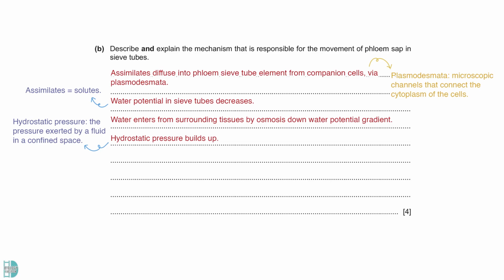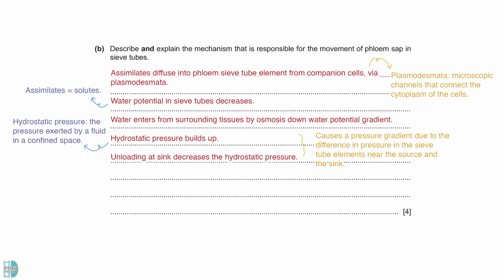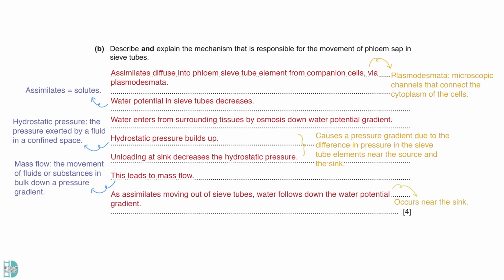At the sink, the unloading of assimilates occurs. This lowers the hydrostatic pressure. There will be a pressure gradient due to the difference in pressure in the sieve tube elements near the source and the sink. The pressure difference leads to mass flow. Mass flow is the movement of fluids or substances in bulk down a pressure gradient. This is because, as assimilates move out of sieve tubes near the sink, water potential increases. Water will then move out down the water potential gradient.